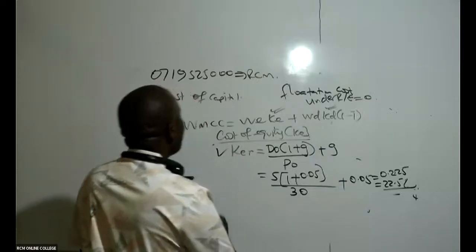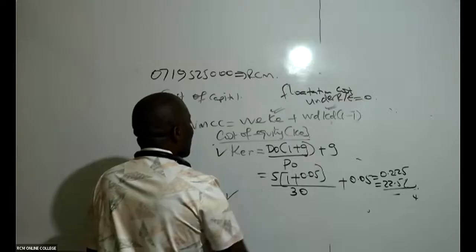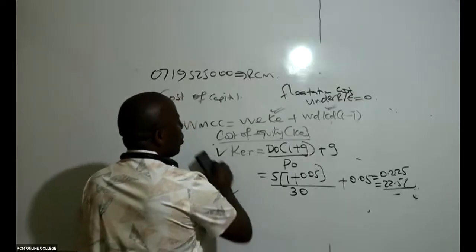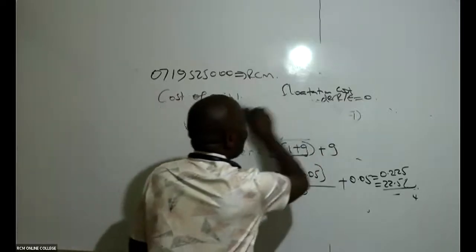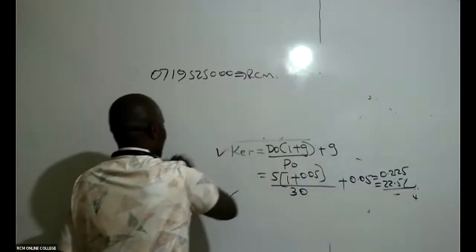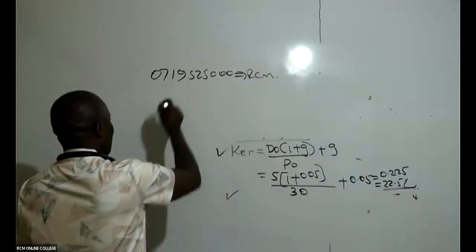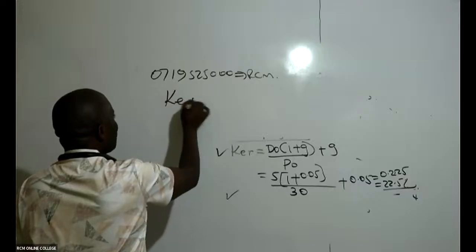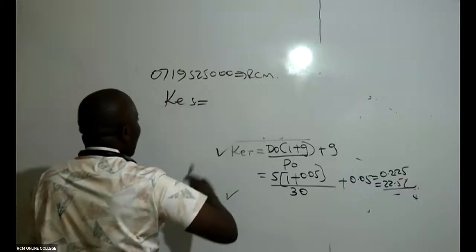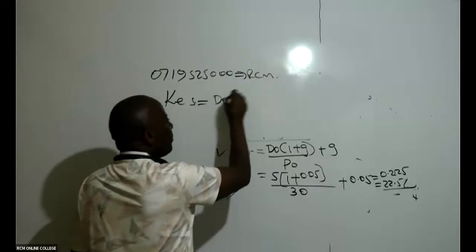So then go ahead and give me the second tick there, and the cost of equity, ordinary shares. Every other thing will remain the same.